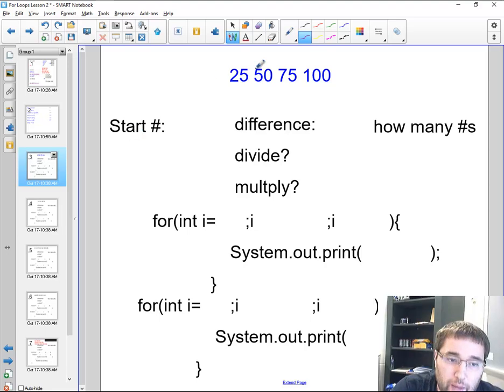So our starting number, what that means is the first number, 25. That's our starting number. So we write down 25.